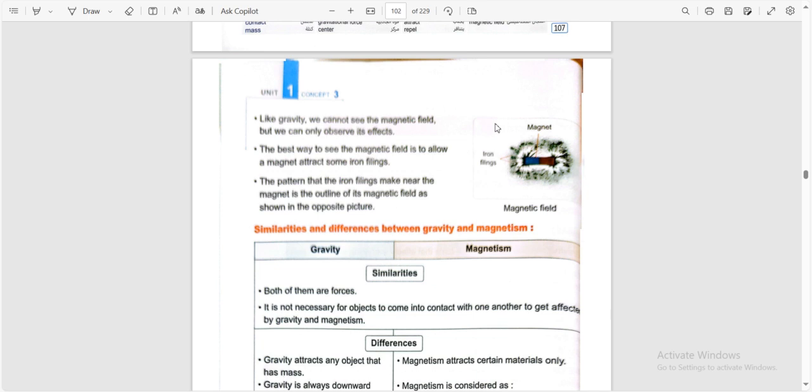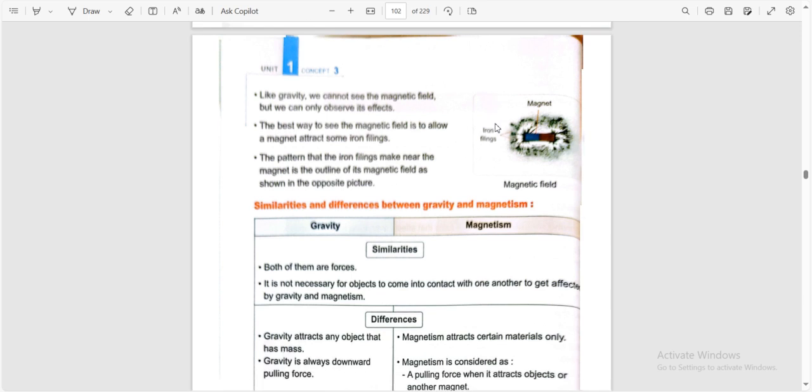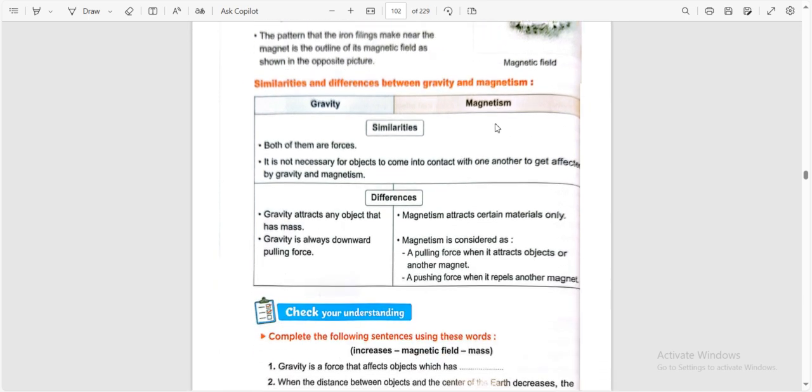So, now what are the similarities between gravity and magnetism? Both of them are forces. Also, it's not necessary for objects to be in contact to be affected by these forces, gravity and magnetism. But what are the differences between them? First, gravity attracts any object that has mass, and it also is a pulling force only, pulling downward.